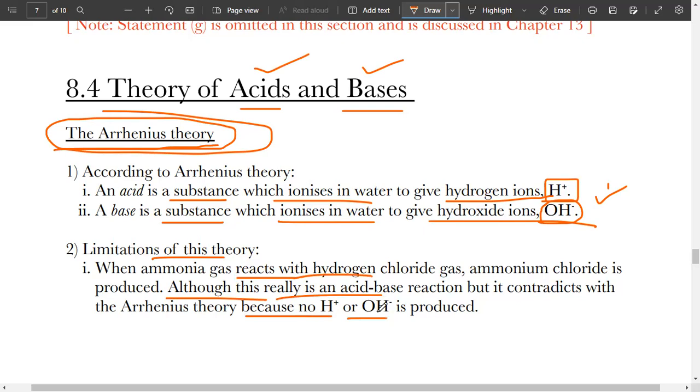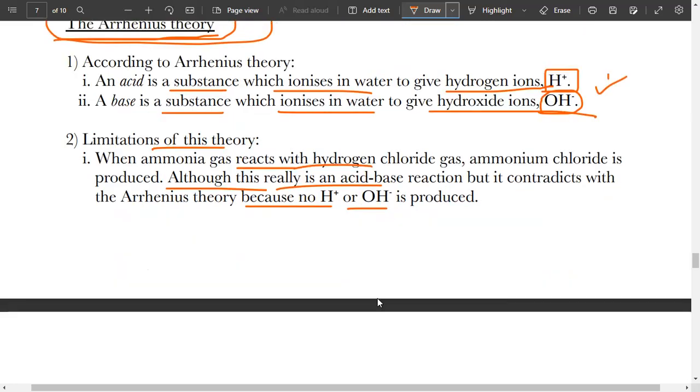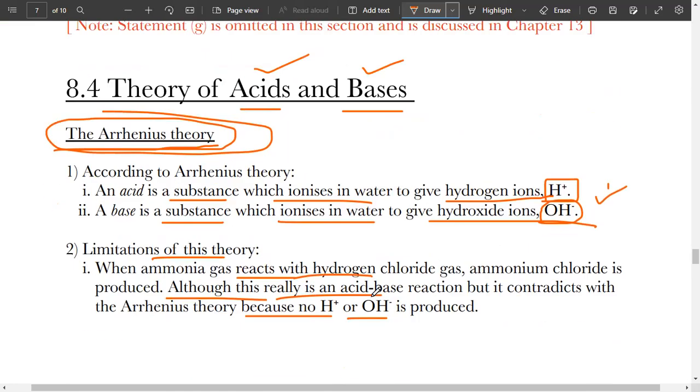Because what happened when ammonia is a basic gas and hydrogen chloride is an acidic gas? हुआ क्या कि ammonium chloride बन गया, NH4Cl. Though it is an acid-base reaction because ammonia was a base and hydrogen chloride was an acid, the thing was that no H plus or OH minus were actually produced. So these were the limitations of the theory, for which there was another theory by another scientist that was known as the Brønsted-Lowry theory.